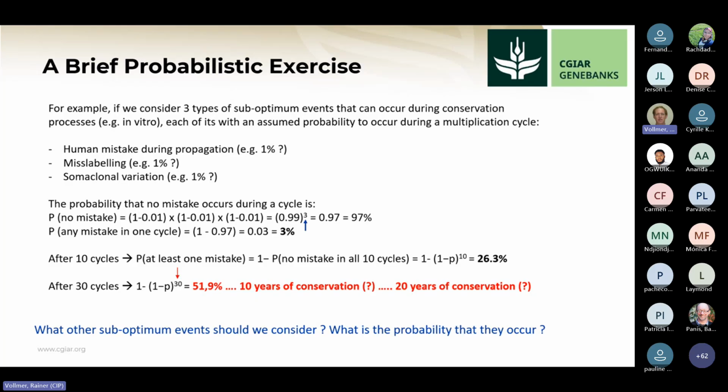So this 52% may correspond to 10 years of conservation, 20 years of conservation. So down the line, at some point, these things will occur. And we only considered 3 of the possible negative effects. There are many others, and we don't know the probability of them, and surely it varies between crops and organizations. But this is the big disadvantage of maintaining a collection clonally, continuously through propagation and multiplication.